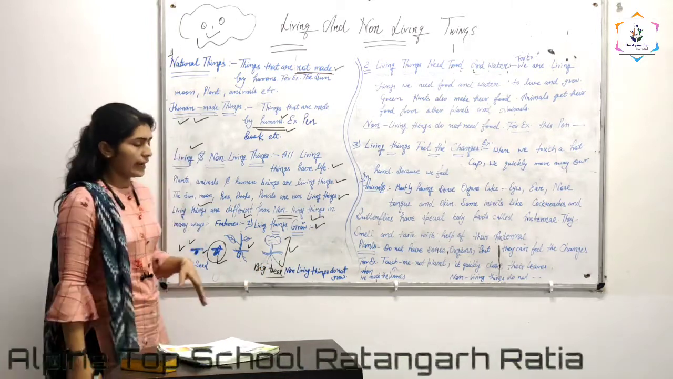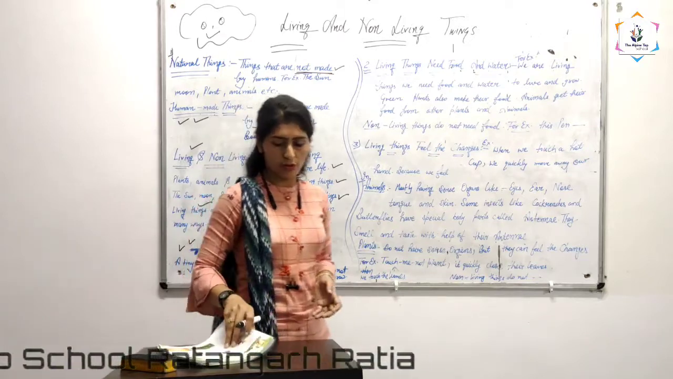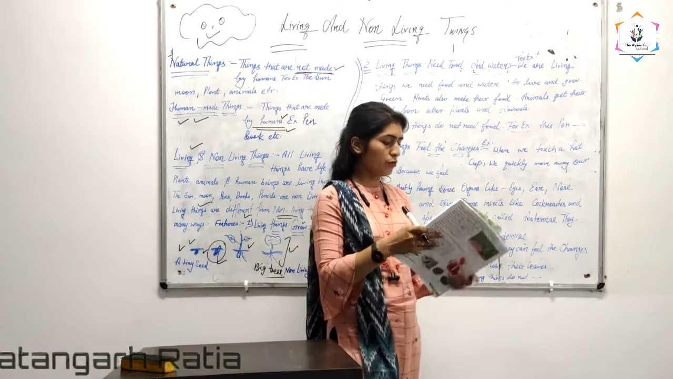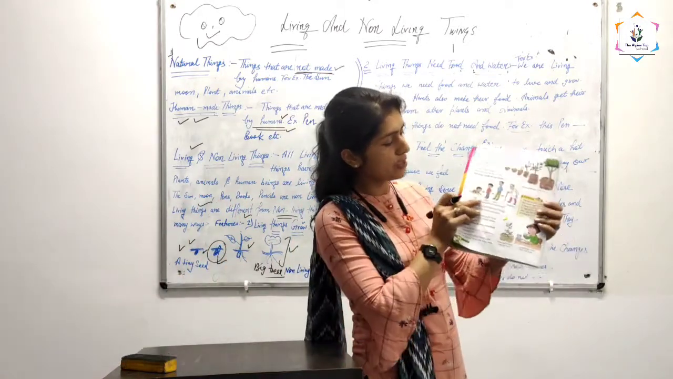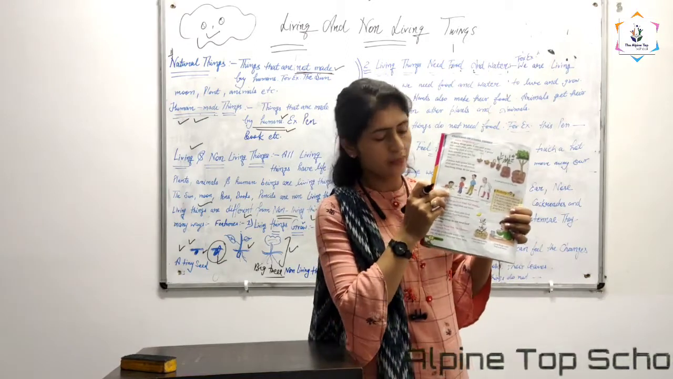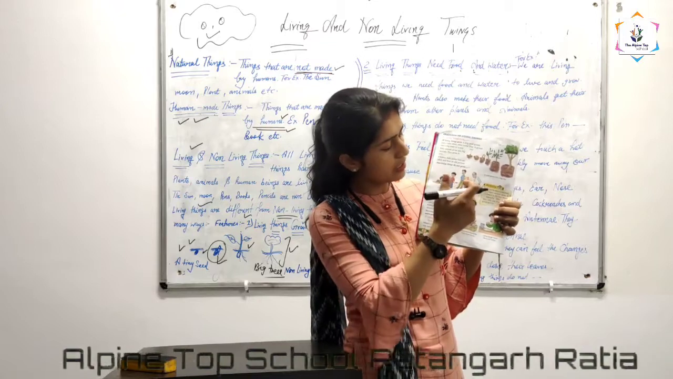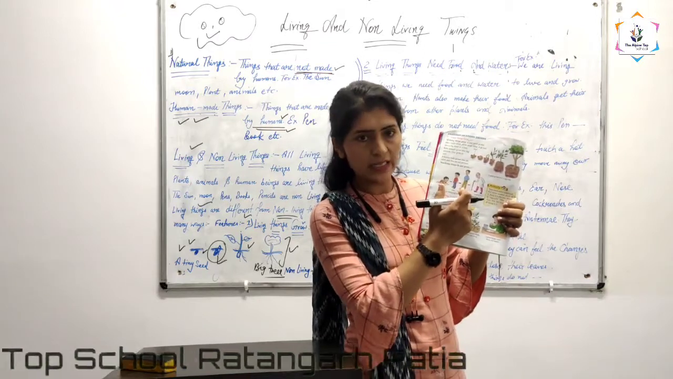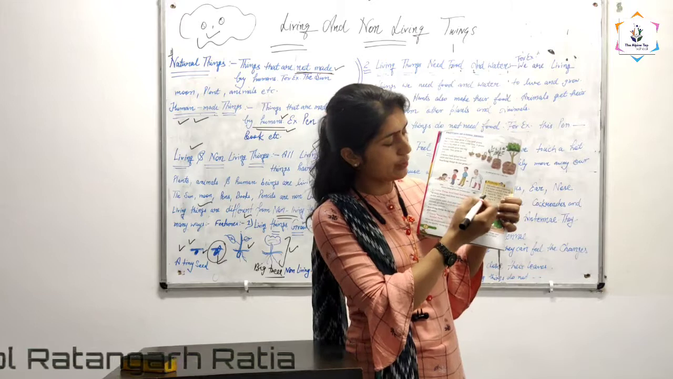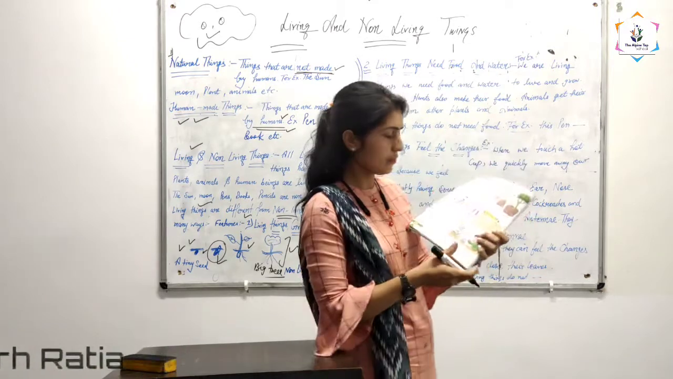tree. And non-living things do not grow. Here in the book, one more example is of a baby. After some time it grows into a child, and after some time it grows into an adult, and after some time it grows into an old person.